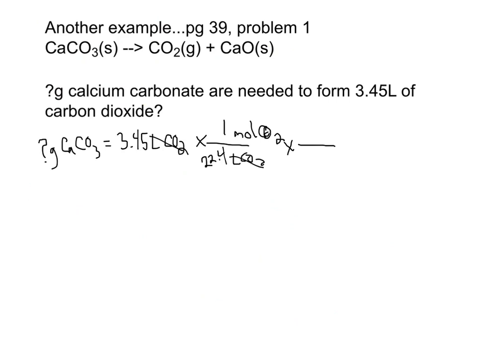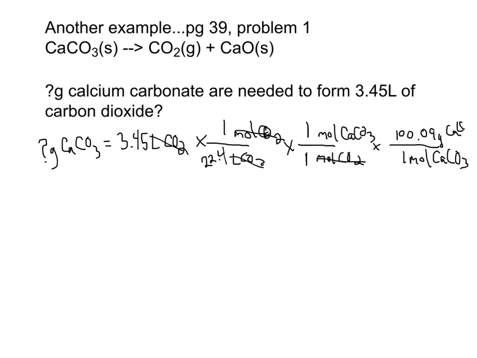Second step, now we're going to go from moles of CO2 to moles of calcium carbonate, that's CaCO3. And when we look at our equation, we can see there's no coefficients, so they're assumed to be 1, so everything's a 1 in this. So for every 1 mole of carbon dioxide we get, we had to decompose 1 mole of calcium carbonate. So that changes our unit from moles of CO2 to moles of calcium carbonate. And of course our last step, we need to know how many grams is in a mole of calcium carbonate. And I looked it up, it is 100.09 grams of calcium carbonate in a mole.